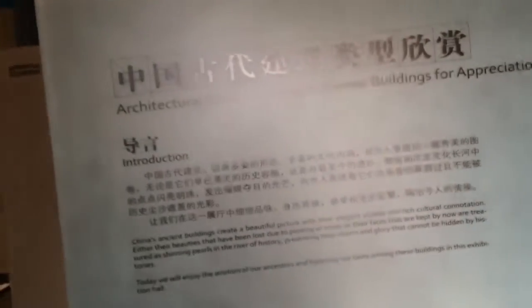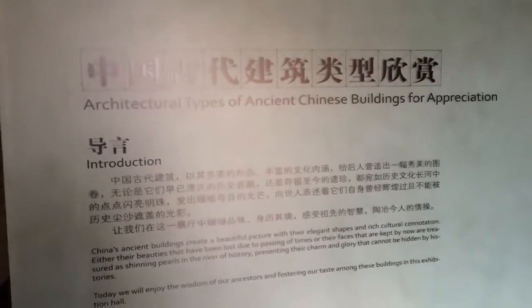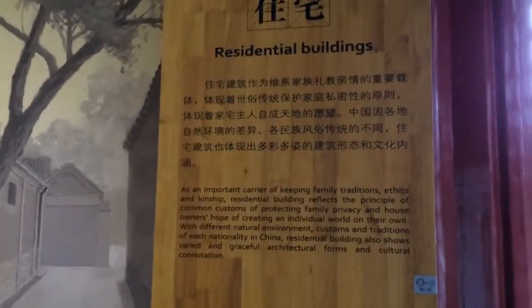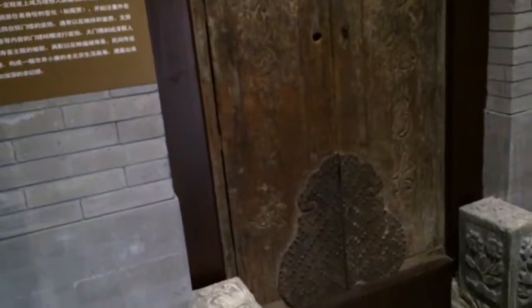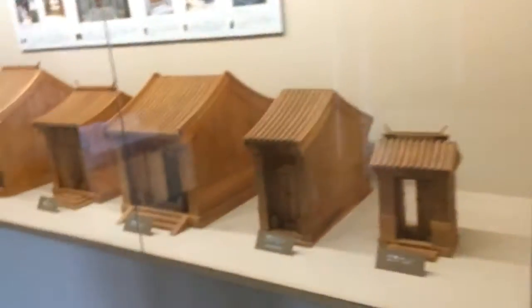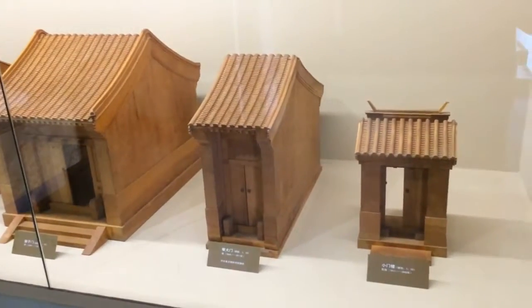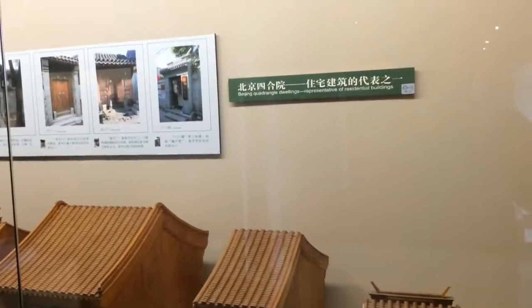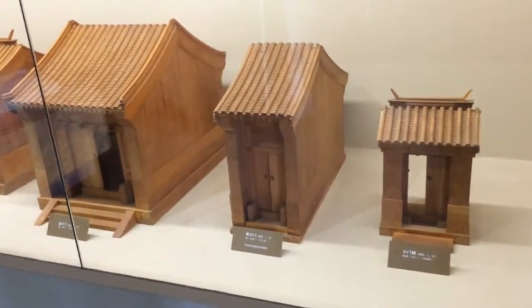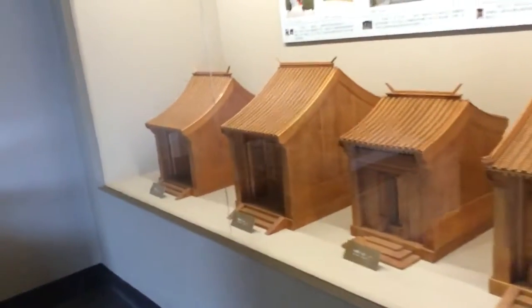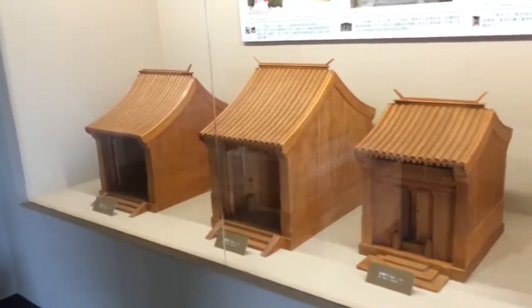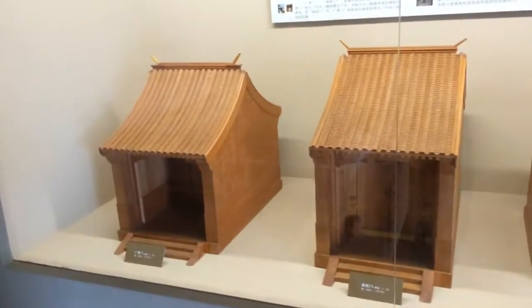Architectural types of ancient Chinese buildings for appreciation. Shikumen, residential buildings. I think this is Shikumen. Maybe not. These are all the different doorways. They had a small exhibit. Beijing quadrangle dwellings. They had a small exhibit on this stuff over at the Urban Planning Museum.